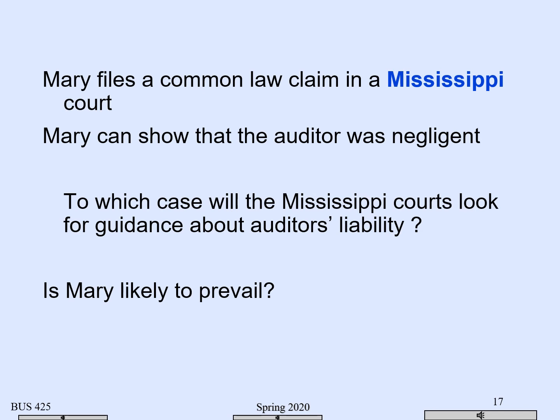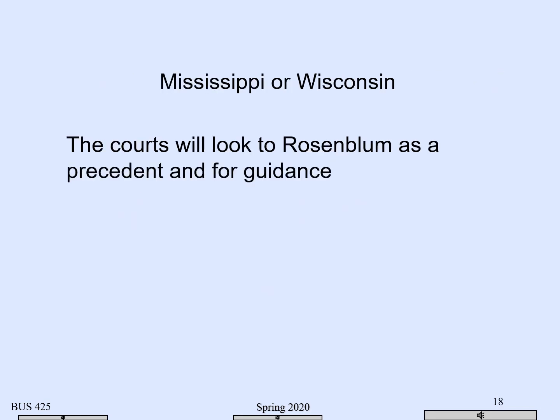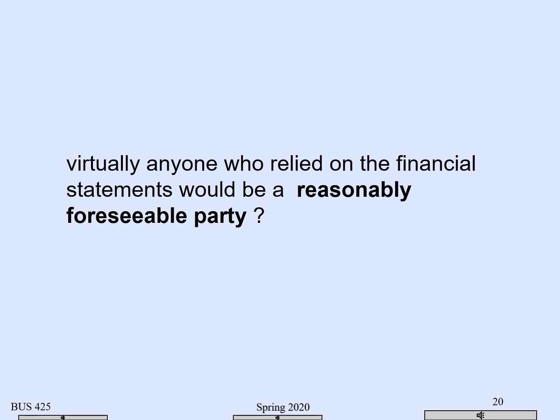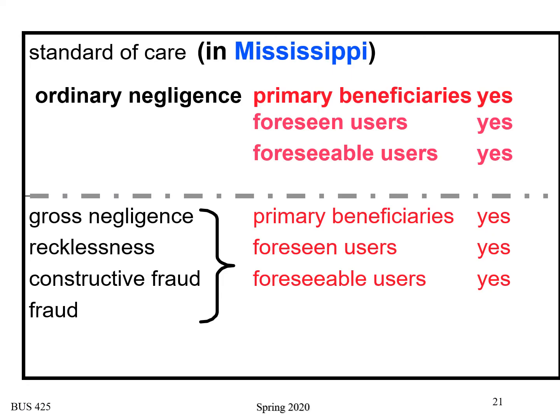Mary files a common law claim in Mississippi. She can show the auditor was negligent. The courts in Mississippi will look to Rosenblum as a precedent and for guidance. Mary's going to prevail against the auditor in Mississippi. Virtually anyone who relied on the financial statements would be considered a reasonably foreseeable party. In Mississippi, auditors are liable to virtually all third-party investors for all ordinary negligence.